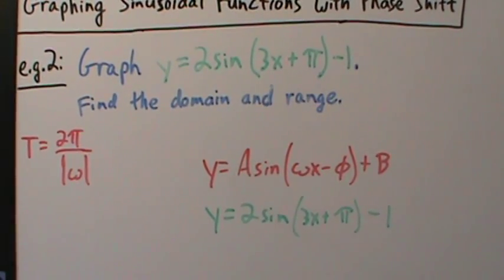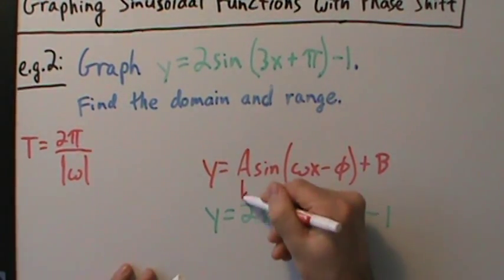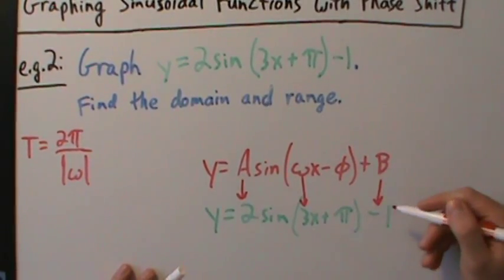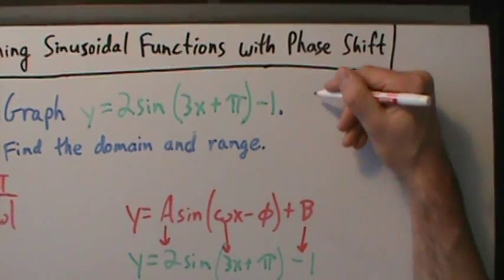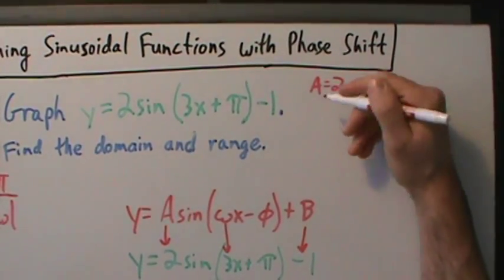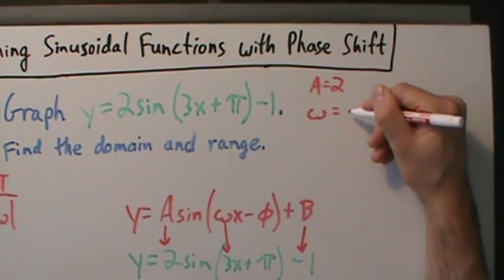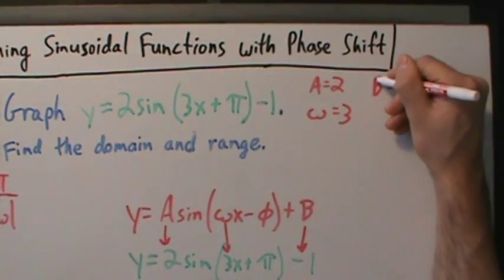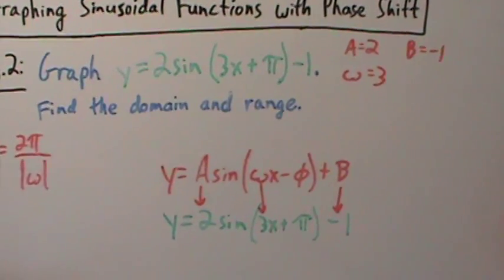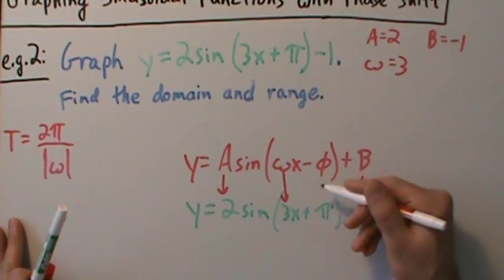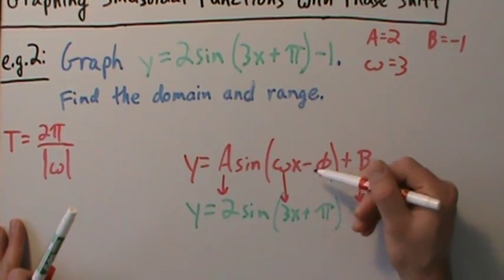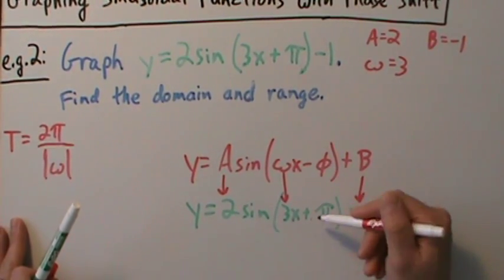Okay. So right away we see that A is 2, omega is 3, and then B is negative 1, right? So let's go ahead and write those up here. A equals 2, omega is 3, and then B is negative 1. Okay, but we have to be careful about phi, right? It's tempting maybe to say phi is pi, but we got to be careful because these signs don't match up. So remember, it's omega x minus phi, but here we have 3x plus pi.